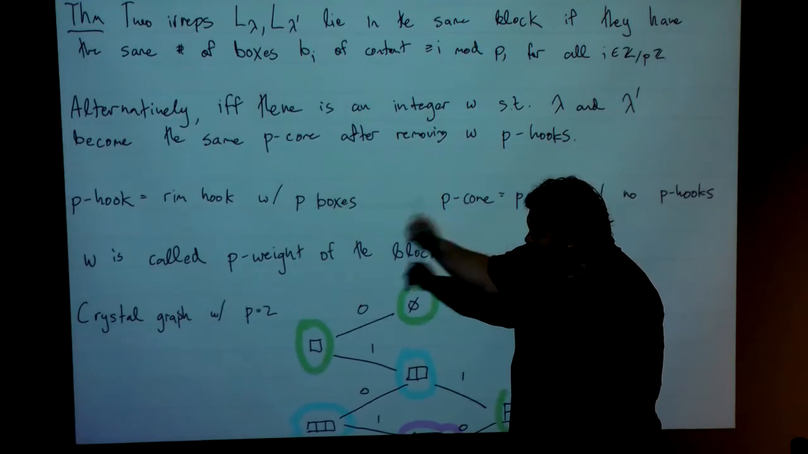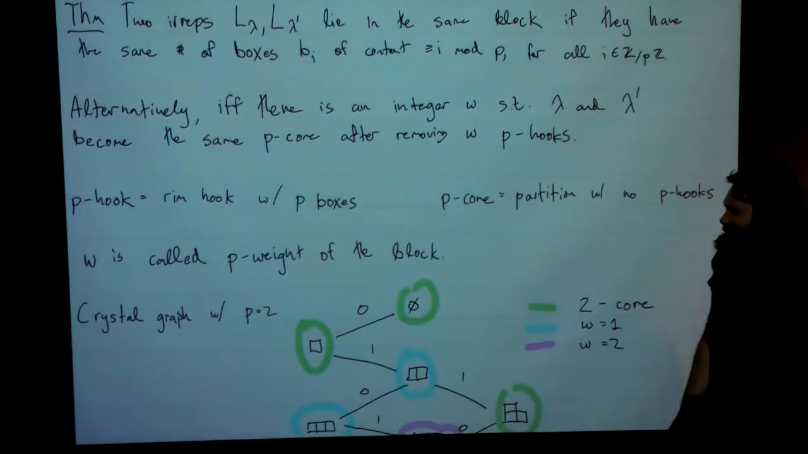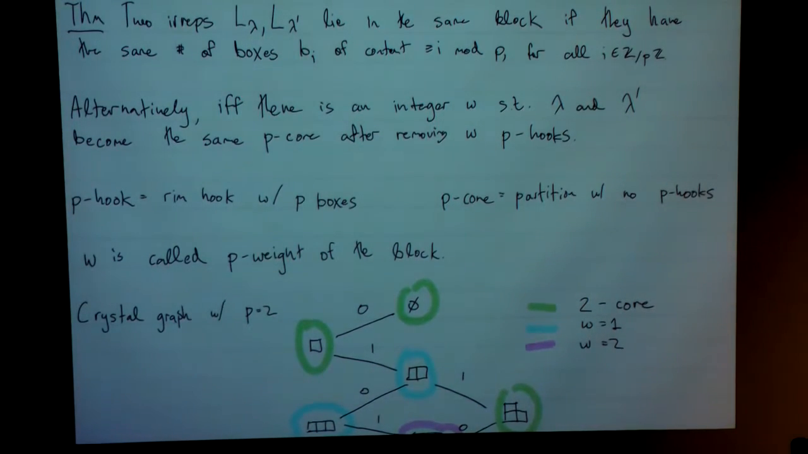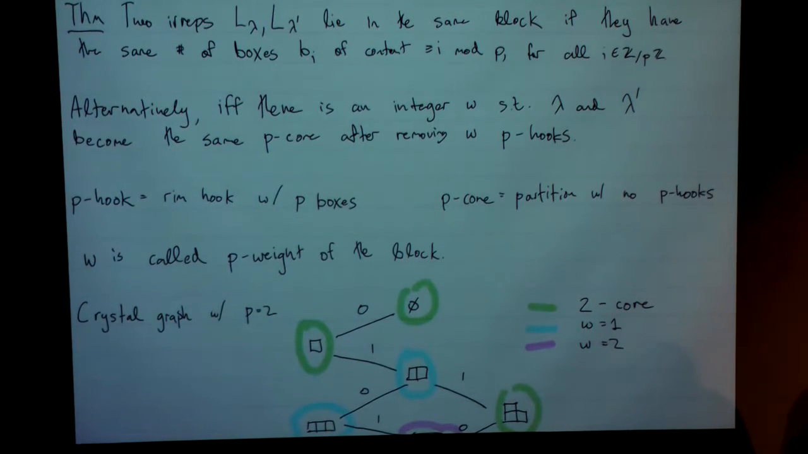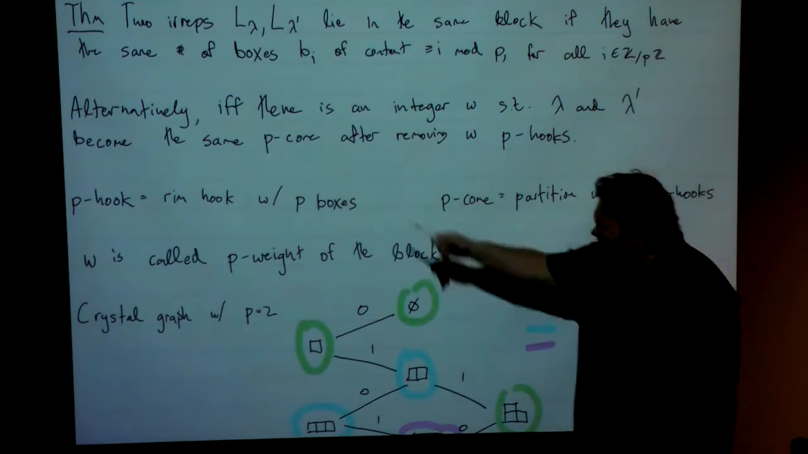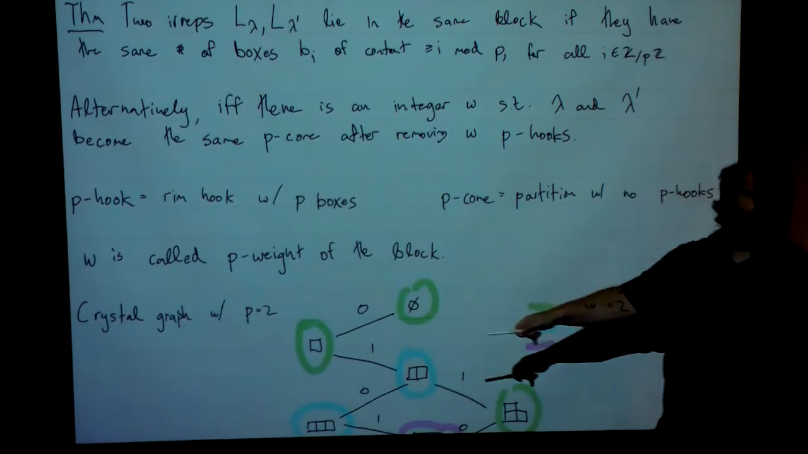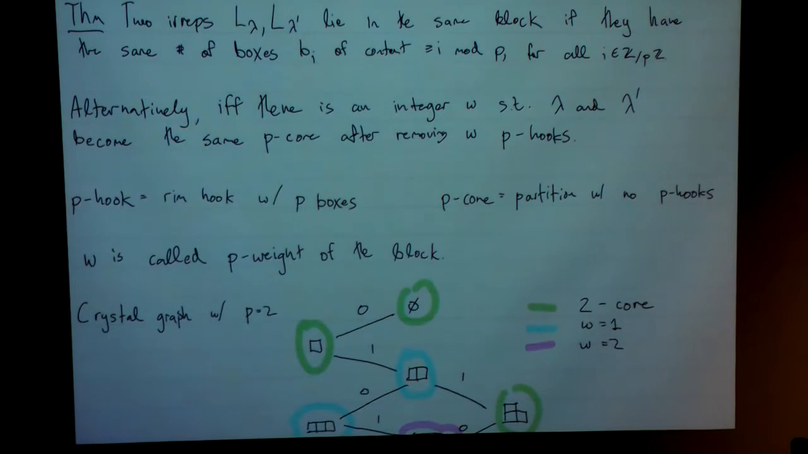And the number of p-hooks you pull off has this incredibly unfortunate name. It's called the weight. This was a very bad choice because it doesn't correspond to the weight as a representation of sl_p hat. That's just how life is. I try consistently to say p-weight to mean the number of p-hooks you can pull off.